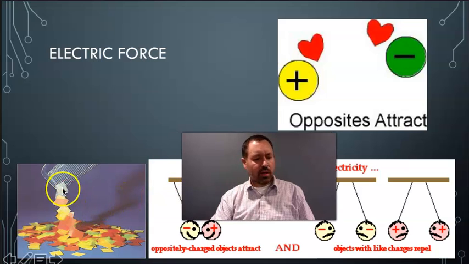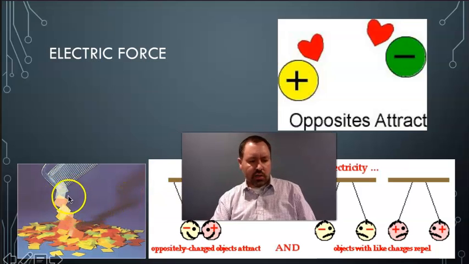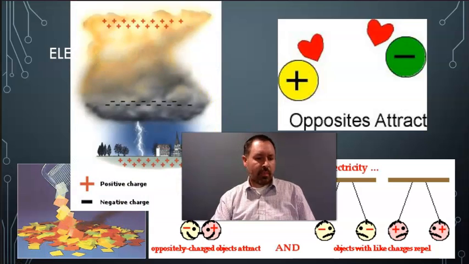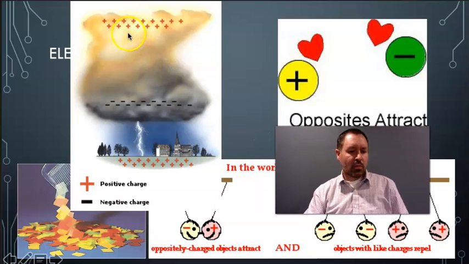But look what's going on right here with this comb. This comb is picking up this tissue paper. What do we know about the charges of the tissue paper and the charges of the comb if they're attracted to each other? We know that they are opposite charges. And here's another example. Take a look. We've got a cloud here. We've got positive up top, negative down at the bottom, and you're probably thinking, I didn't think protons could move.